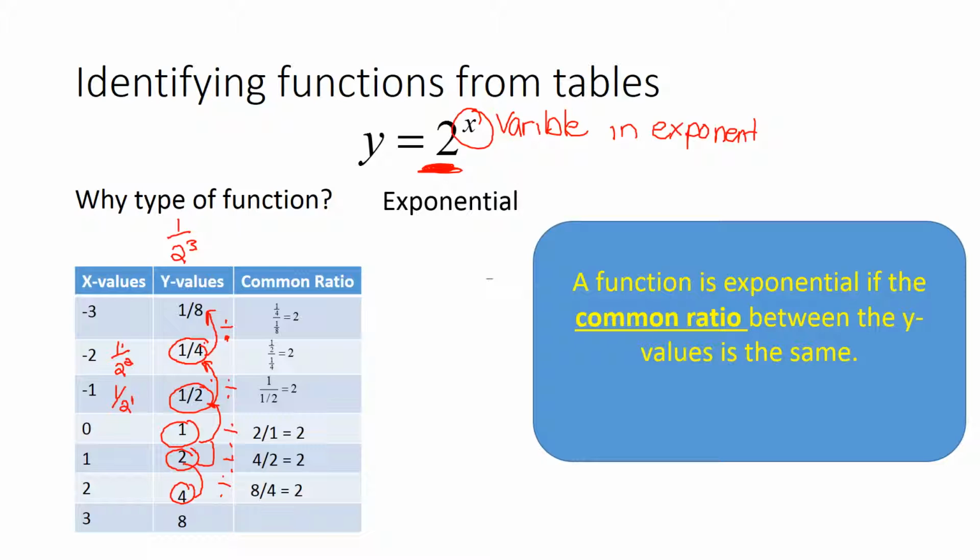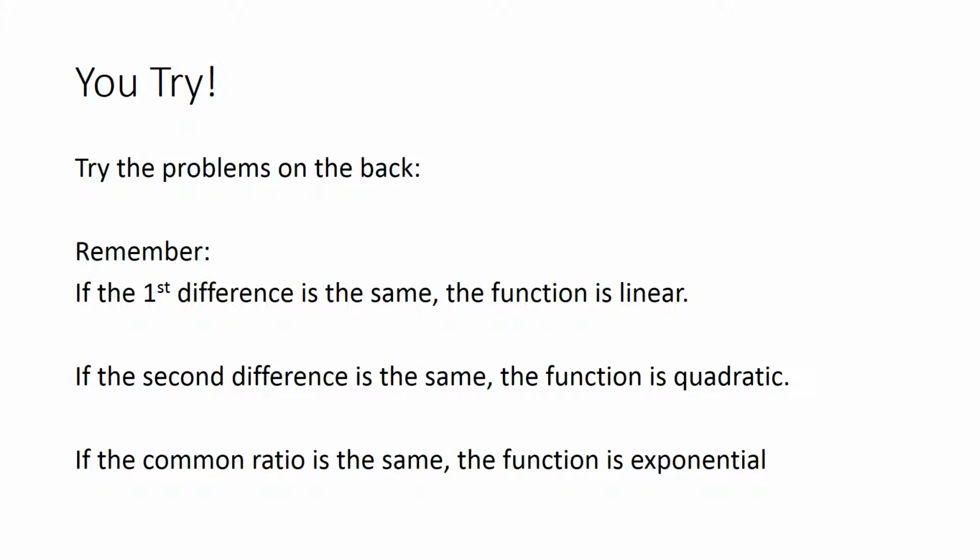So a function is exponential if the common ratio between the y values is the same. So if I can take the second value divided by the first value, if I get the same number each time, then we say it's exponential. And whatever I get, that's going to be my base in my exponential function. Okay? All right, so that's all of that first page.